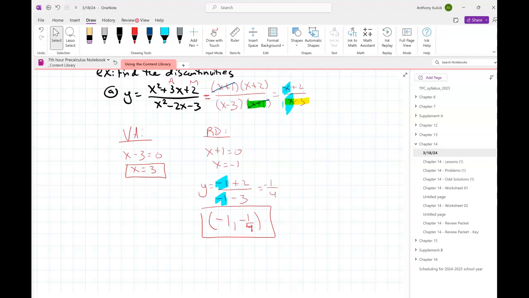Could I get 2 removable discontinuities? Definitely. I'm not going to do a problem like that because it's kind of a real royal hassle. Here's the biggest question, though. Is it possible to reduce the fraction and not get a removable discontinuity? Let me show you an example.